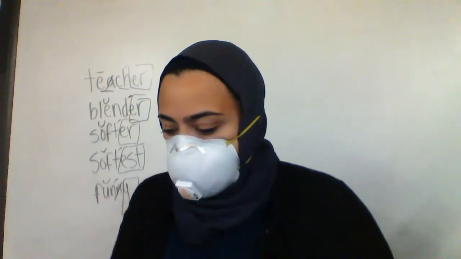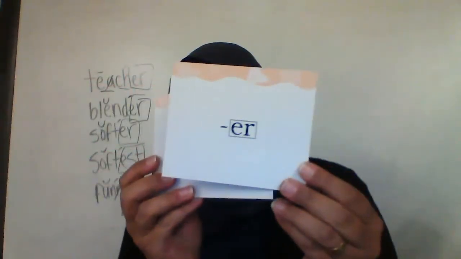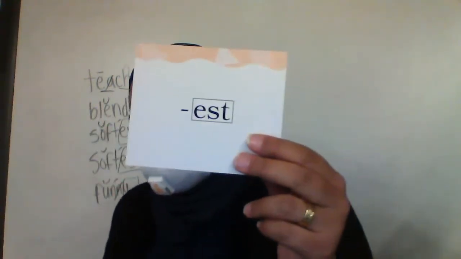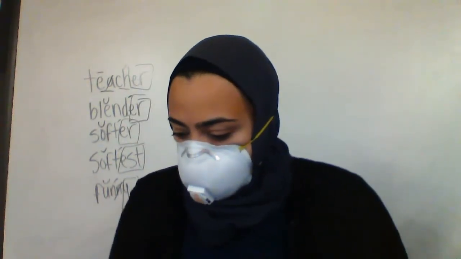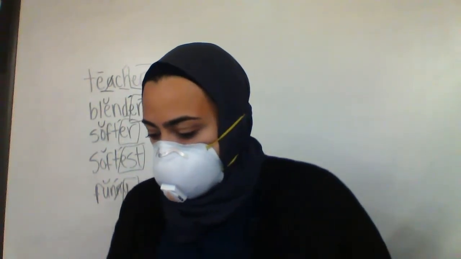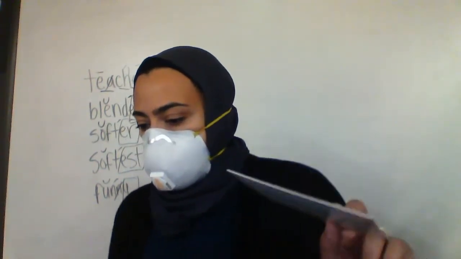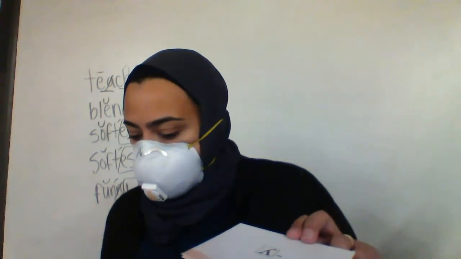All right, so whenever we see these cards, we are going to say suffix Y, suffix Y, suffix ER, suffix ER, suffix EST, suffix EST. Very good. All right. Now we are going to spell some words that have the suffixes in them.